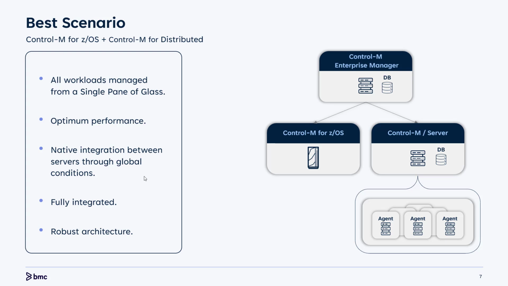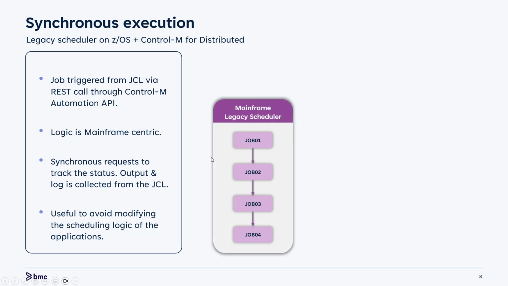But in case you don't want to have Control-M for mainframe, we have a different approach. We have a different possibility. So let's imagine this scenario. Currently, we have a legacy scheduler running on mainframe plus a Control-M for distributed. Once a job finishes on the mainframe, you need to run something on the distributed side. So all the logic and the dependencies will be managed from the mainframe.